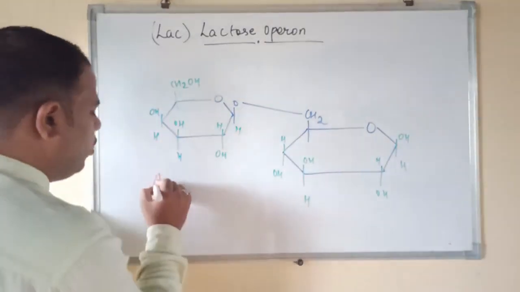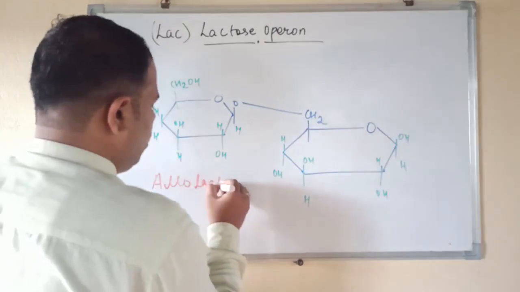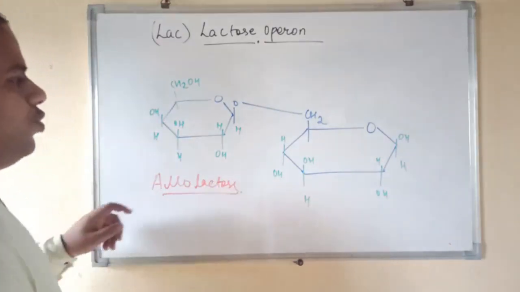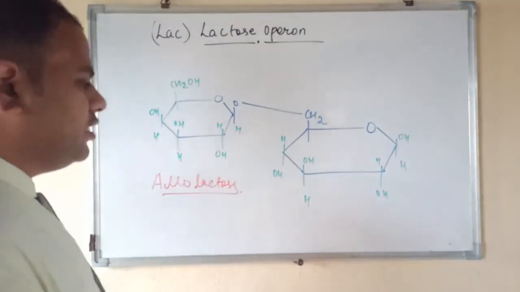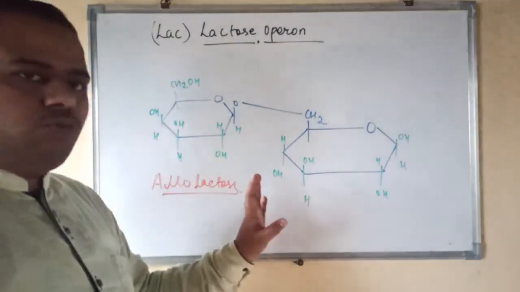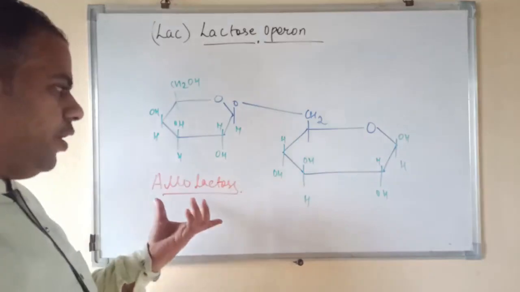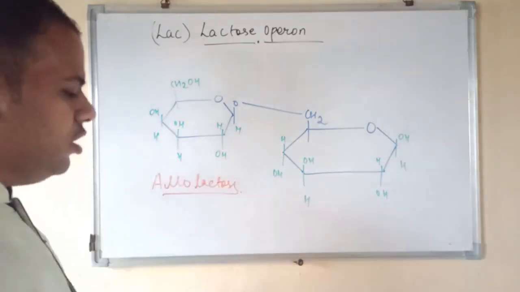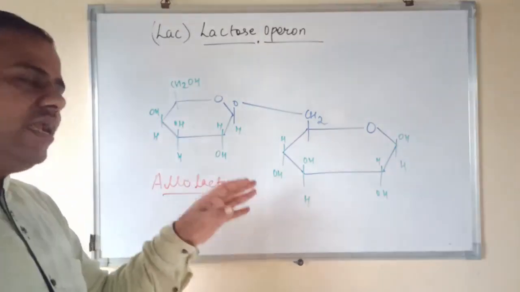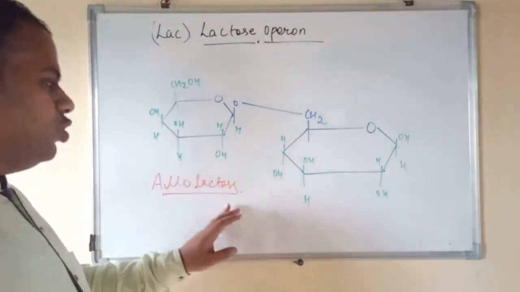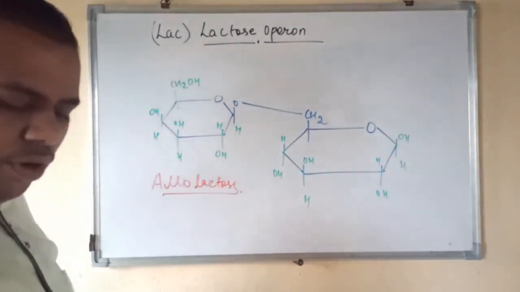This is the allolactose structure. Okay, so the bond, that is the beta 1,4 linkage, is modified by the beta-galactosidase enzyme, and this lactose molecule, that is a disaccharide, is converted into allolactose, which looks like this. So now this allolactose is acting as an inducer, and this binds to the repressor and changes its conformation. Okay, so this is a regular inducer of the Lac Operon.